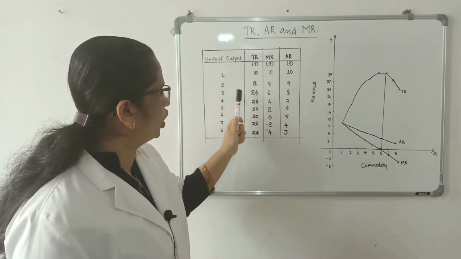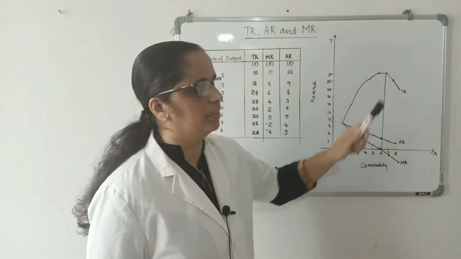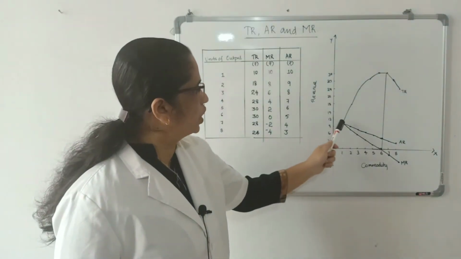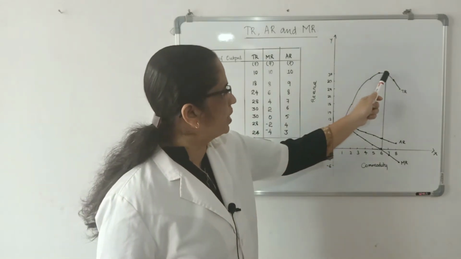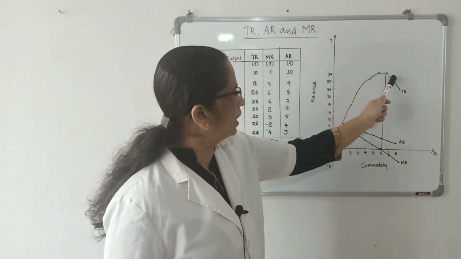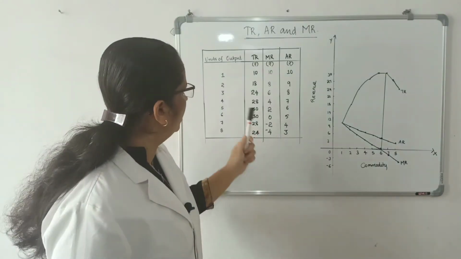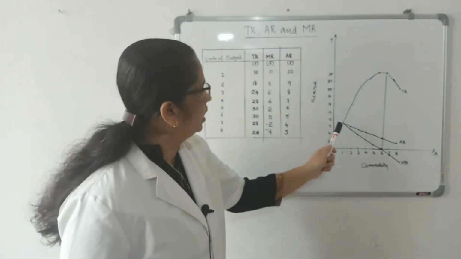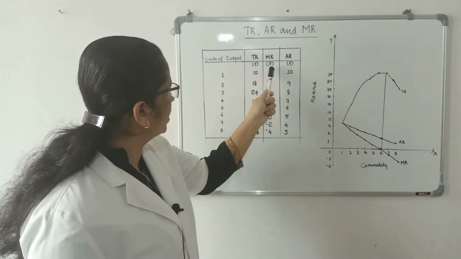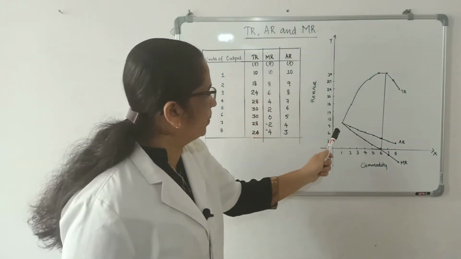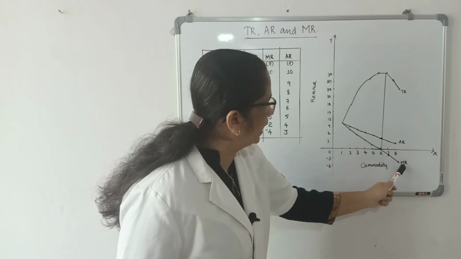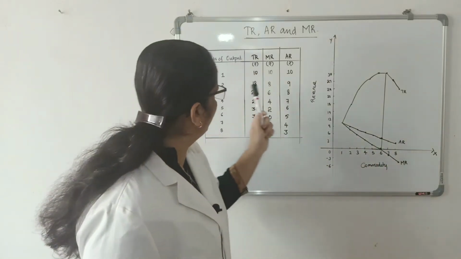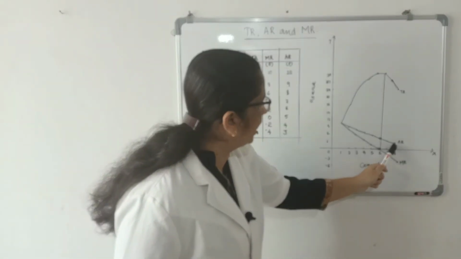If you plot output and TR, you will get the TR curve. TR curve is an inversely U-shaped curve. It shows that initially it is rising, reaching a maximum, after that it is falling. If you plot output and MR, you will get the MR curve. You can see MR diminishing, reaching 0 and then negative, extending to the negative zone. If you plot output and AR, you will get the AR curve.